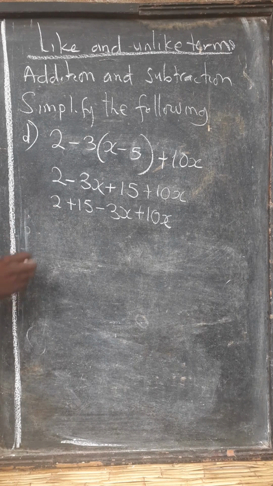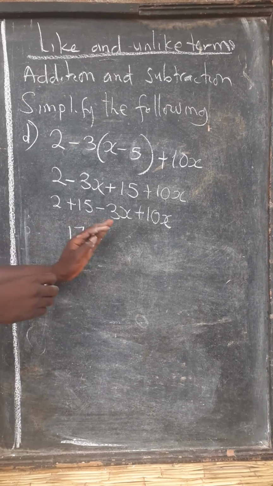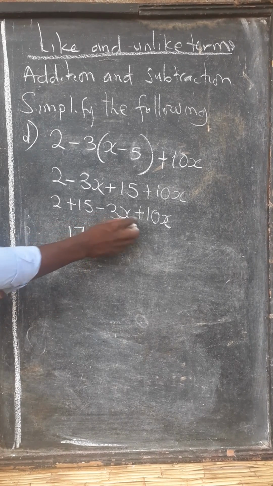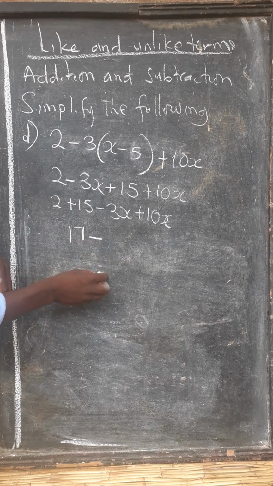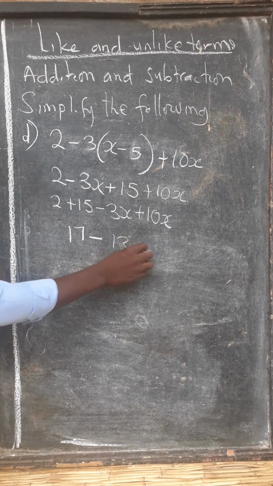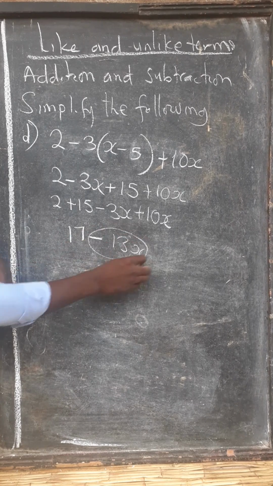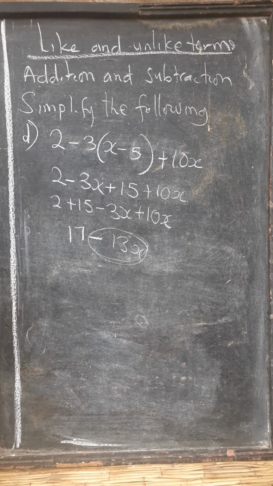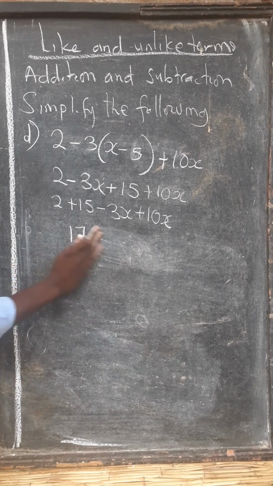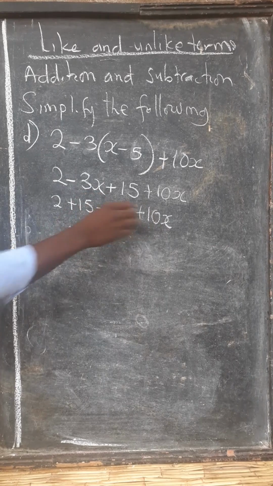So when we simplify this one, what do we get? We get 17. Then at this point, the mistake that most learners make is that they will just bring this sign here, then add 3 plus that one and write 13x. This is wrong. We don't do this. We need to simplify these terms the way they are.